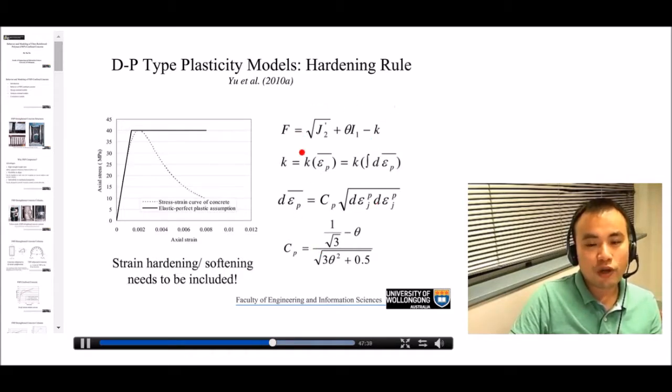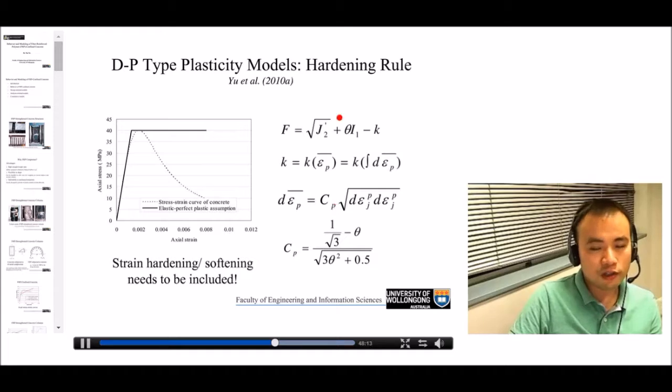So on the right hand side, we have some equations depicting the hardening rule. Basically, if you use K as a function of the plastic deformation and make K change with the plastic strain, then this represents the hardening rule. And in most models, people use the equivalent plastic strain to describe the overall plastic deformation of the material. And the equivalent plastic strain can be defined by these two equations.